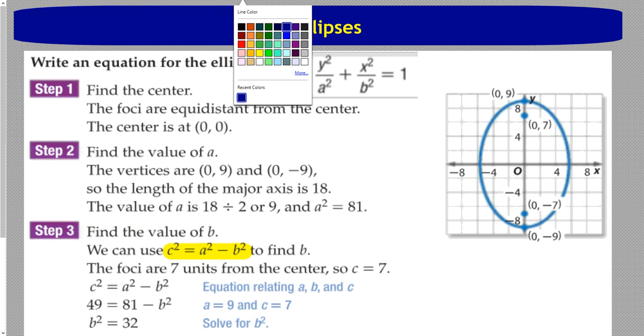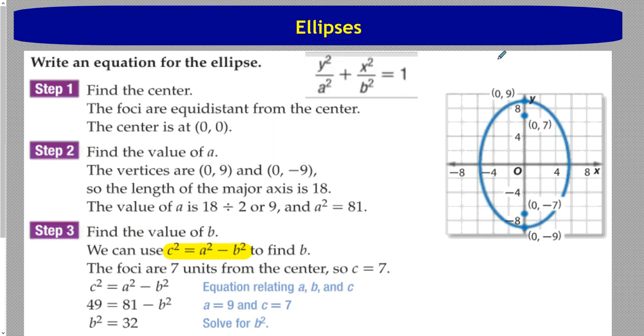So the midpoint is easy. We're just going to use the midpoint formula. Right, so (0 plus 0) over 2 for x, and (7 plus -7) over 2 for y. Well, the first one's going to be 0. 7 plus -7 is 0 divided by 2, still 0. So the center is at (0, 0).